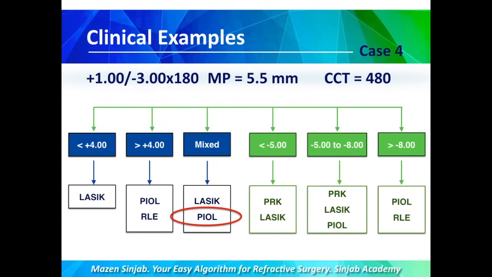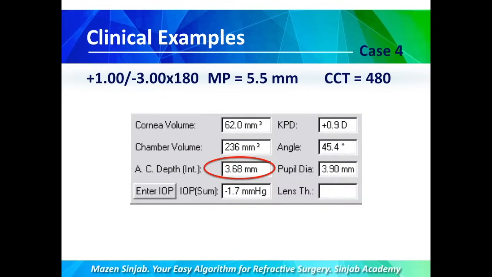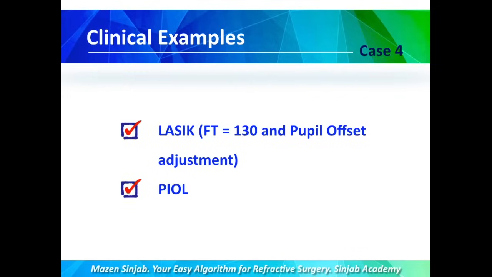For the phakic IOL option, we look at the anterior chamber depth and we find it very good. So in this case, we can go for LASIK with a flap thickness of 130 but with pupil offset adjustment, and we can go also for phakic IOL implantation.